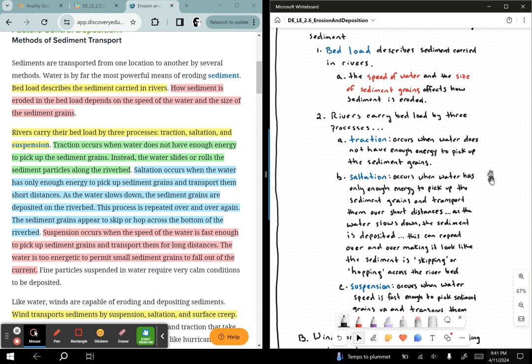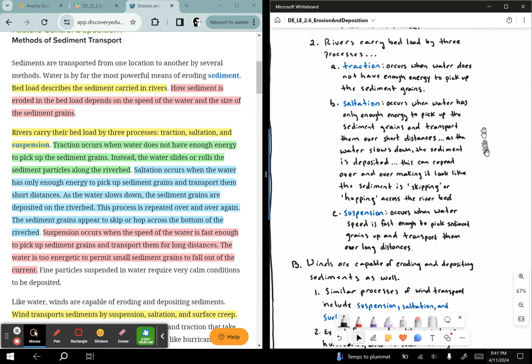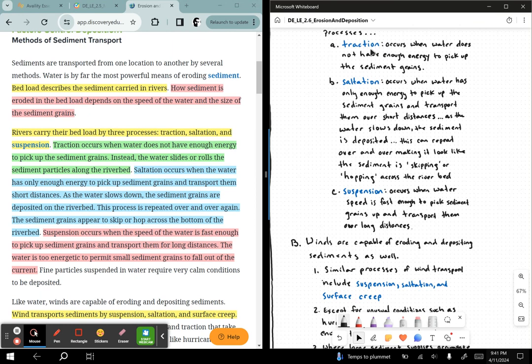Number 2, rivers carry bed load by 3 processes. You can see I've got those letters A, B, and C, written in blue. You have traction, you have saltation, and you have suspension. Traction occurs when water does not have enough energy to pick up the sediment grains. The water might be moving a little too slow, or maybe the sediment is really big, and even though the water is moving at okay speed, it's not fast enough to effectively move it. So sometimes those objects just get dragged across the river bottom, very short distances.